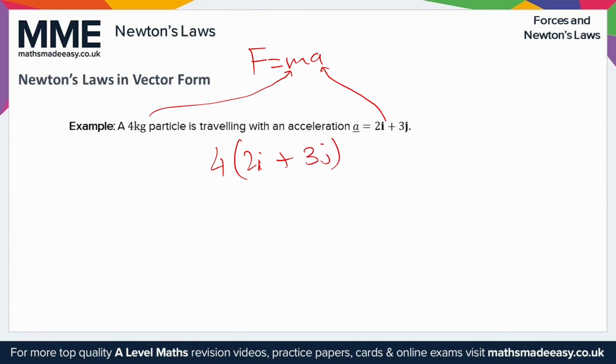So you do this exactly as you would expect. You can imagine this is sort of algebra with i and j as different variables. So times it exactly how you would think. So 4 times 2i, well, that's going to be 8i, and 4 times 3j, so that's going to be 12j. And there is our resultant force.